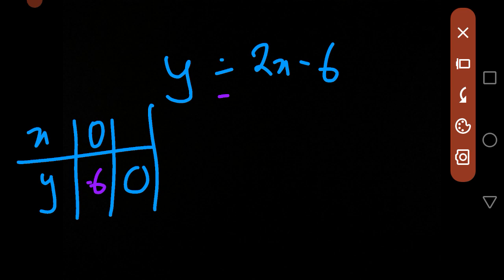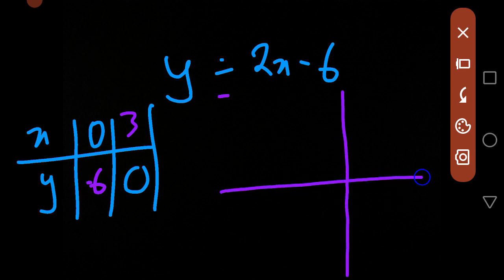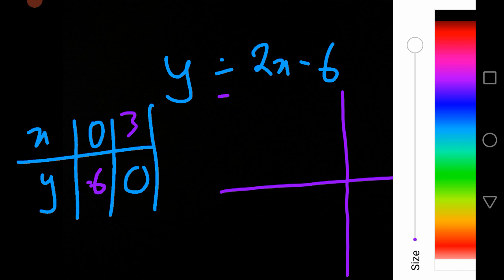And then I put a 0 where there is y. So 0 is equal to 2x minus 6. So it's going to be 2x is equal to 6. So x will be equal to 3. So these are my 2 points. So I'm going to have something like this and like that. And then I'm going to say what?